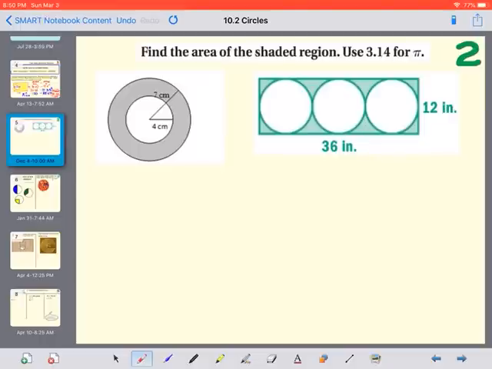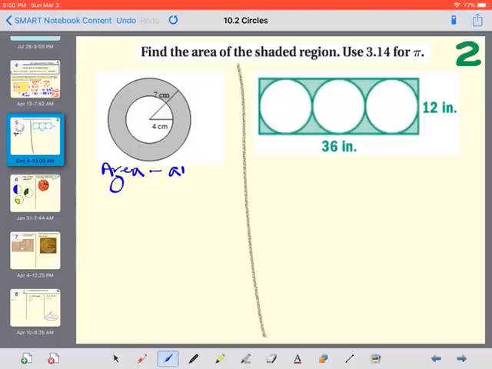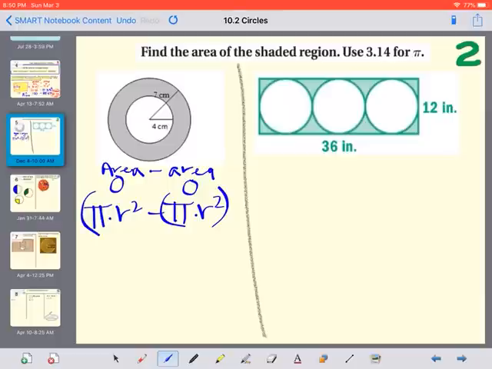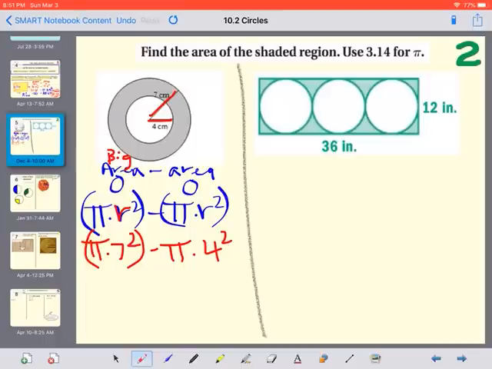Let's look at two more. These are two separate questions here. First, area of the shaded region: the area of the big shape, which is a circle, and subtracting the area of our smaller shape, which is also a circle. So we have pi times radius squared and subtracting pi times radius squared for each circle. The radius for our big circle is 7, so we have pi times 7 squared, and our small circle has a radius of 4, pi times 4 squared. That will leave us with just this piece on the edge here.